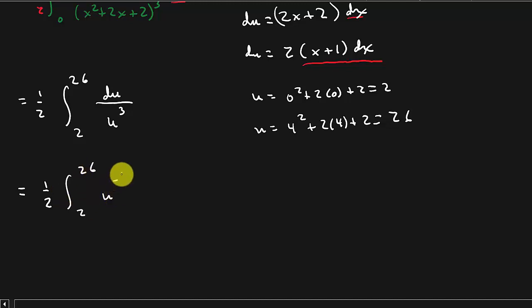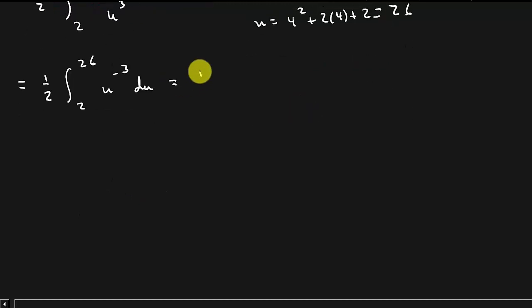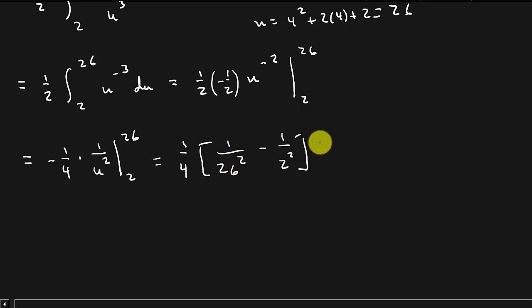So this is going to be 2 to 26, and that's going to be u to the negative 3 du. And so let's integrate. That's 1/2, and that's going to be u, add 1, so that's negative 2. Multiply by the reciprocal of your new exponent, from 2 to 26. That's going to give us negative 1/4 times u to the negative 2, which we write as 1 over u squared, from 2 to 26. And so this is 1/4 times 1 over 26 squared minus 1 over 2 squared.